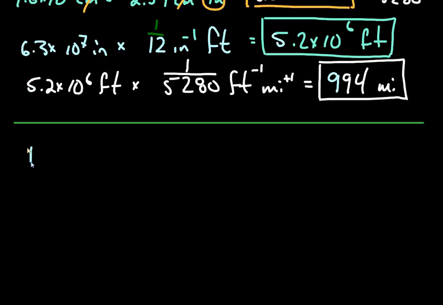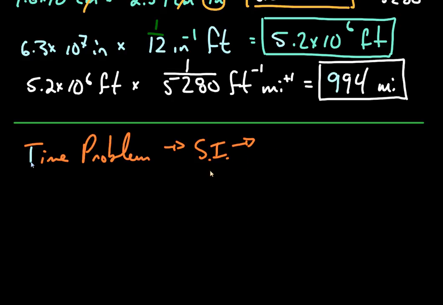Okay, let's do a time problem. So the base SI unit, remember, for time is the second. Let's just review that. We say with SI, that's the System International or the metric system. For science, we base it on M, K, and S: M being the meter, K being the kilogram, S being the second.